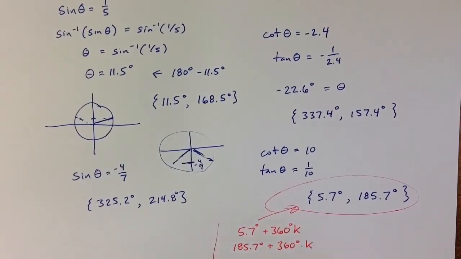So often questions that we're going to deal with only want us to find solutions on one trip around the unit circle between 0 and 360 or 0 and 2 pi. But we could extend to an infinite number, to the complete set of solutions, by writing those solutions in this way.